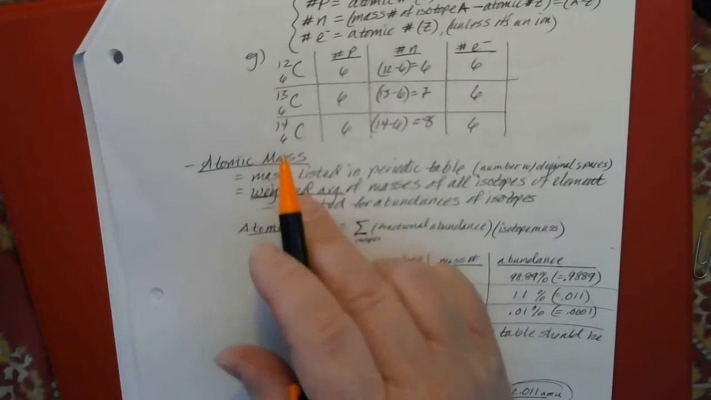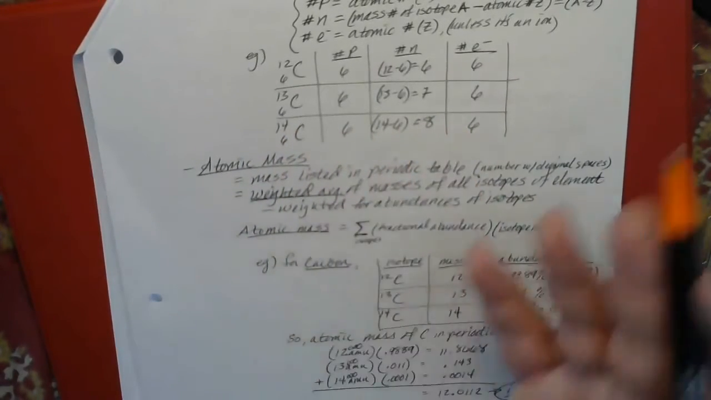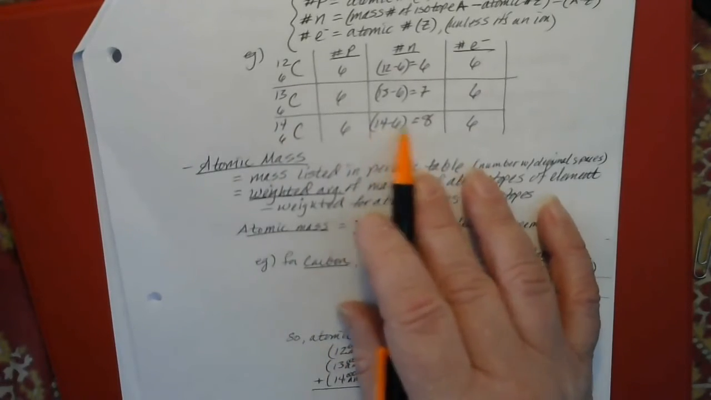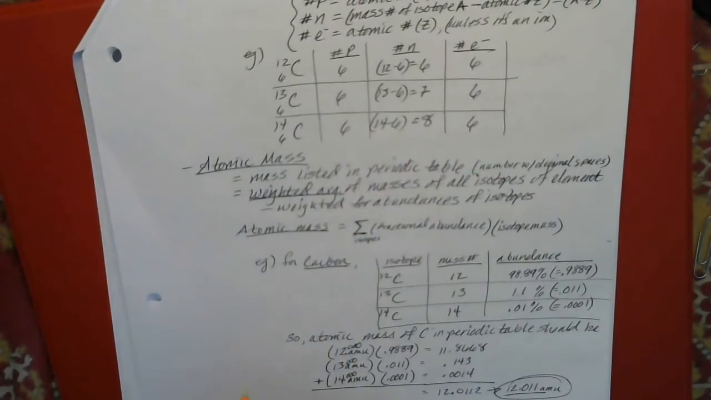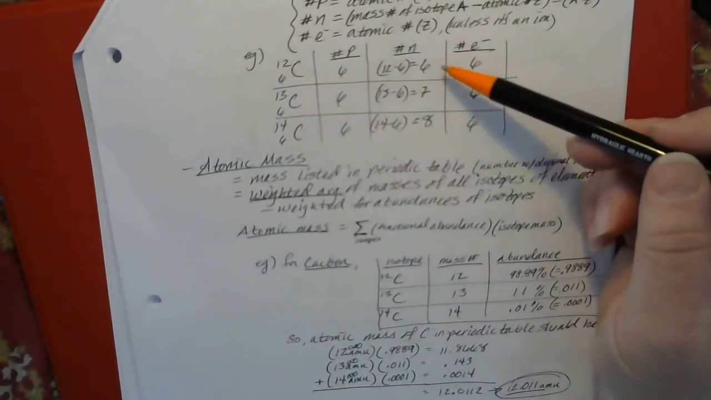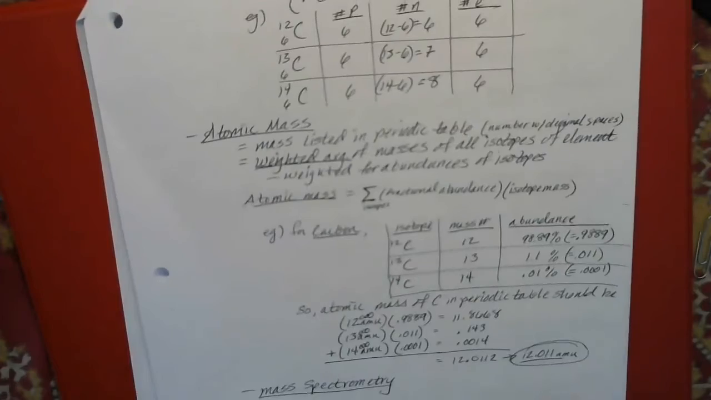For carbon-14, protons and electrons, again, are 6 because it's still carbon. And neutrons would be 14 minus 6, or 8. So you can see the mass goes up from carbon-12 to 13 to carbon-14 because the number of neutrons is going up for each one.